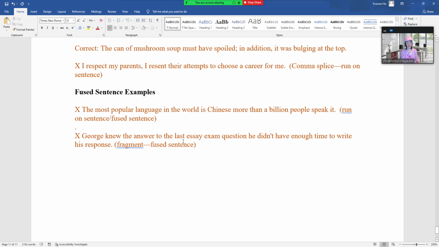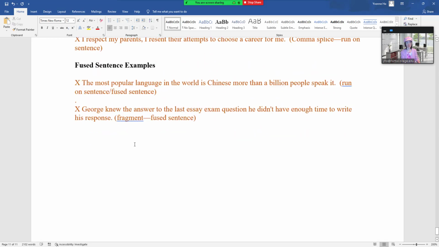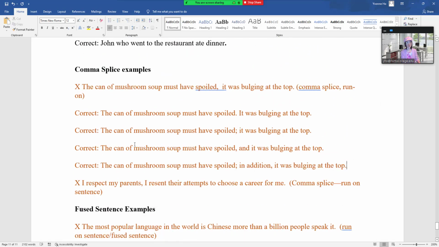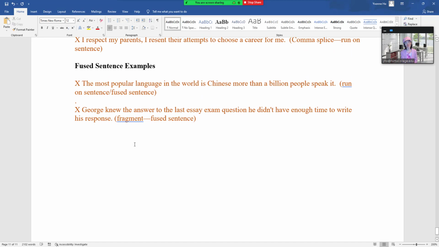So here you have a run-on sentence. George knew the answer to the last exam question. He didn't have enough time to write his response. So this is a fused sentence. And that seems to be it. I'm used to doing more because at my other school, we also go over dangling modifiers and misplaced modifiers. Then we end the lesson.